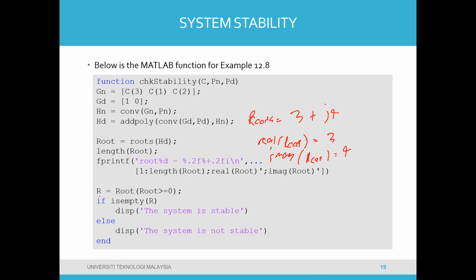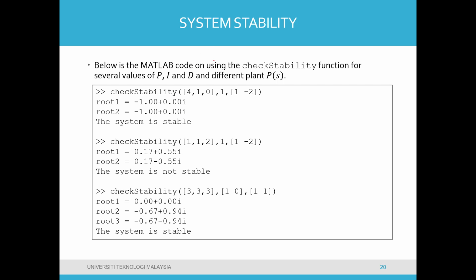And then you can see here, R equals root more than 0. Basically remember, if you have a root that is more than 0, the system will not be stable. isempty basically checks whether R is empty or not. If all the roots are less than 0, then R will be empty, so the system is stable. But if it's more than 0, the system is not stable. isempty is basically checking whether the R value has a value or not.